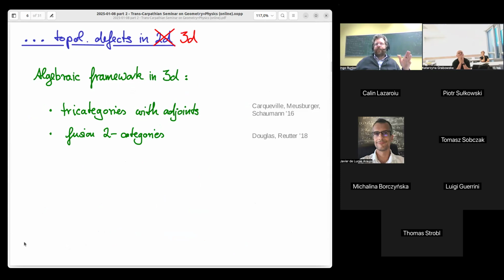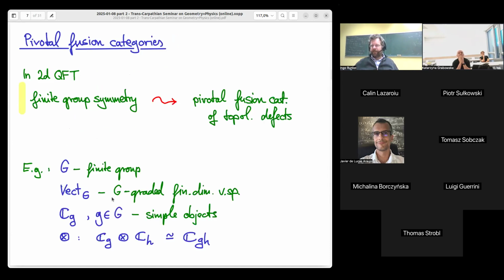So you can do this in 3D too. Then everything gets slightly more complicated. You get tri-categories, but at least it exists, right? As a mathematical framework. There's something called fusion 2-categories if you want to do 3D. If you want to do 4D, well, it's slightly more shaky. You have to define things recursively. So that's maybe more for the super experts. But at least in 3D, you can also do this if you want to. I'll say a little bit about 3D if there's time at the end.